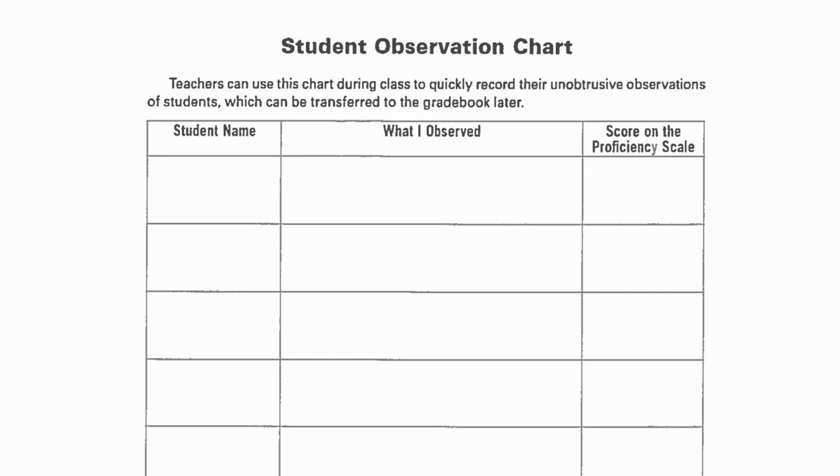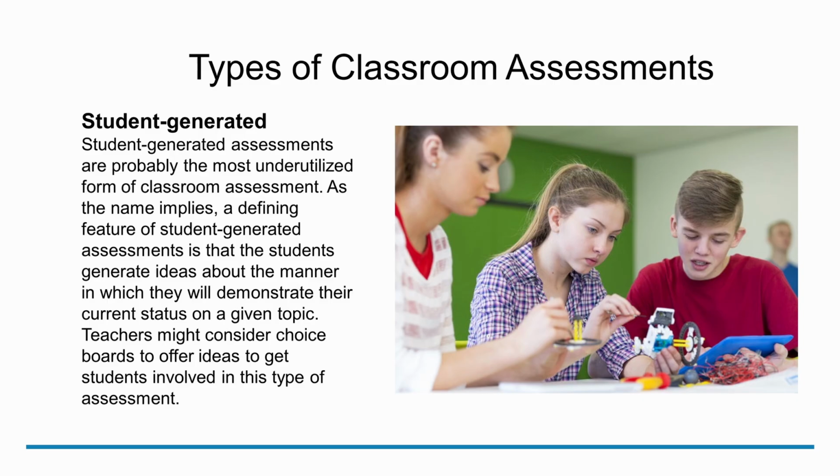Student observation charts are things that come in handy in a classroom, or you can just still use sticky notes and then document those later. Just having some form of tracking that you're documenting what you're looking for and which students have accomplished that, what you've observed, and then allows you to transfer that later into a grade book.